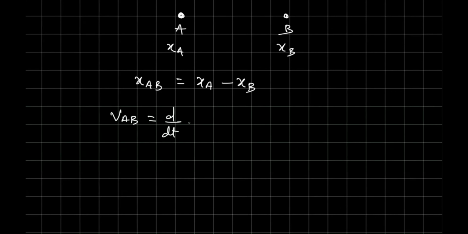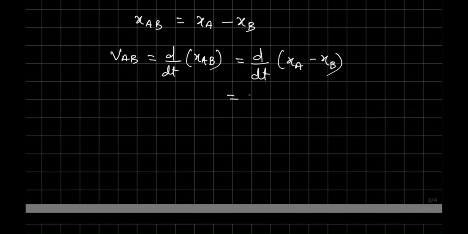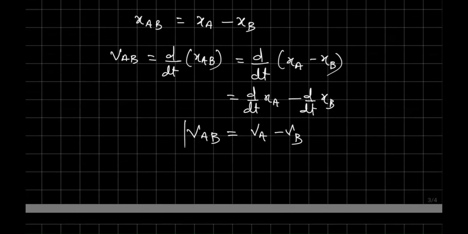When I have to find the relative velocity of A with respect to B, that means d by dt of xAB. So I can write d by dt of xA minus xB, which is d by dt of xA minus d by dt of xB. So the rate of change of position of A is the velocity of A, minus the velocity of B. You can say velocity of A with respect to B is nothing but velocity of A minus velocity of B. Similarly, if you have to find velocity of B with respect to A, it is velocity of B minus velocity of A.